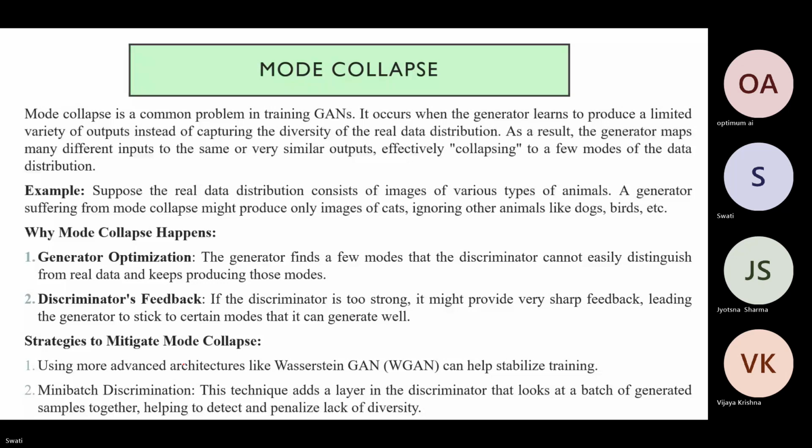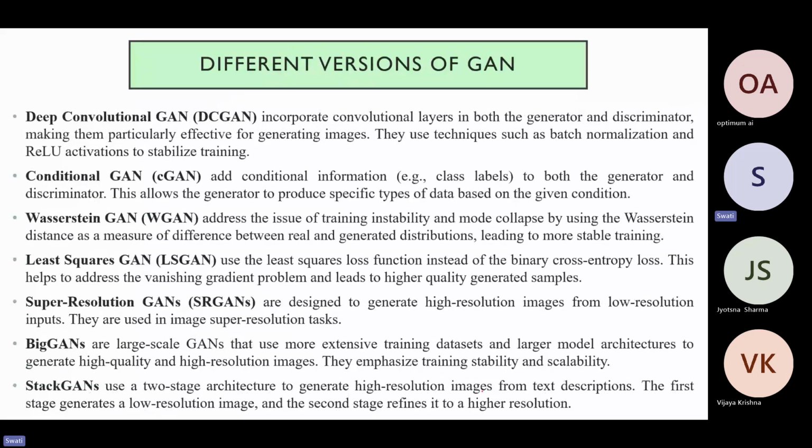To handle this problem, we can use more advanced architectures. There are many versions of GANs available now. This is one version, Wasserstein GAN, which can help stabilize training. Also we have minibatch discrimination. In this one, the discriminator takes a batch of samples together so that it can help to detect and penalize the lack of diversity. So this is another variation. These are just a very small number of different versions of GANs.